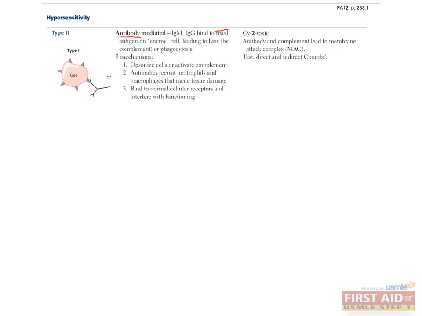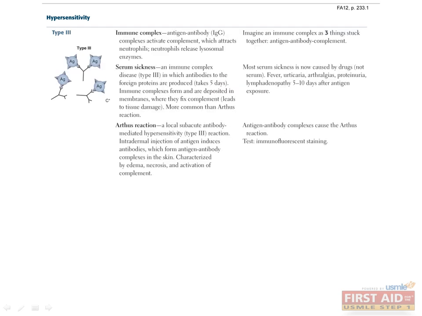hypersensitivity. Type 2 hypersensitivity is antibody-mediated by 3 mechanisms. IgM and IgG are the antibodies that mediate this type of hypersensitivity. When either binds fixed antigen on a foreign cell, this triggers a series of events ending in lysis or phagocytosis of that cell. Type 3 hypersensitivity involves immune complex formation and activation of complement.